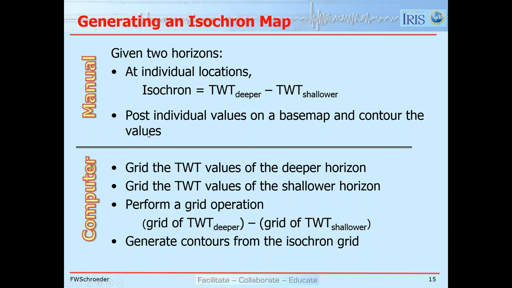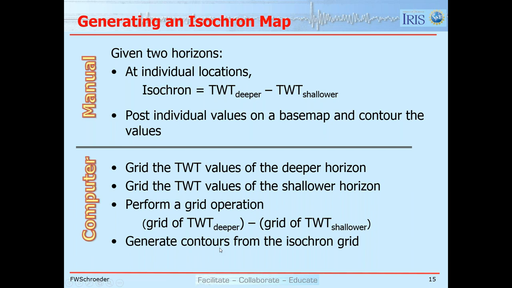If we want to computerize everything, then we could grid the two-way time values for the deeper horizon, then grid the two-way time values for the shallower horizon, and then perform a grid operation. We can take the grid of the deeper horizon, subtract the grid of the shallower horizon, and that would give me the grid of the isochron or time thickness. And then we could have the computer, given that isochron grid, generate contours at whatever contour interval we would like.